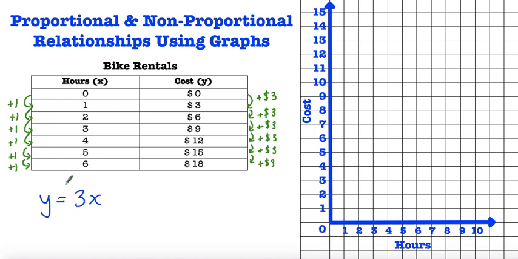If we wanted to predict how much it would cost for, let's say, 10 hours, all we would have to do is, we're looking for the cost, so y equals 3 times 10. And since I said 10 hours, that would be x, and here we would solve for y, which equals 30.